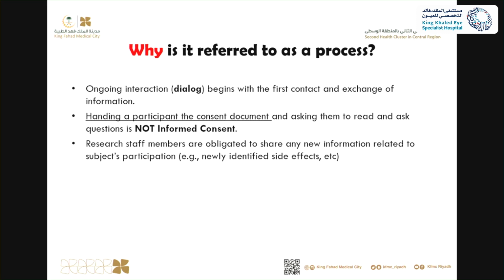So handing a participant the consent document does not mean that's enough. You need to talk to them, you need to inform them, you need to ask him if he really understands, and give him time, because most of the time, I'm going to show you in a bit why patients or subjects do not sign, or why we don't have enough time to do that.